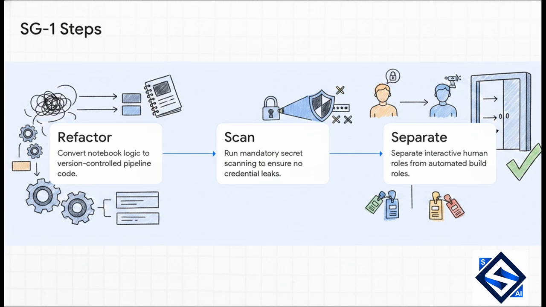We also run mandatory secret scanning right here to ensure absolutely no API keys or credentials are accidentally leaked into the codebase. And critically, we separate interactive IAM roles, the permissions a human uses to click around, from the automated build roles. Bottom line, only governed, repeatable artifacts make it through this first door.